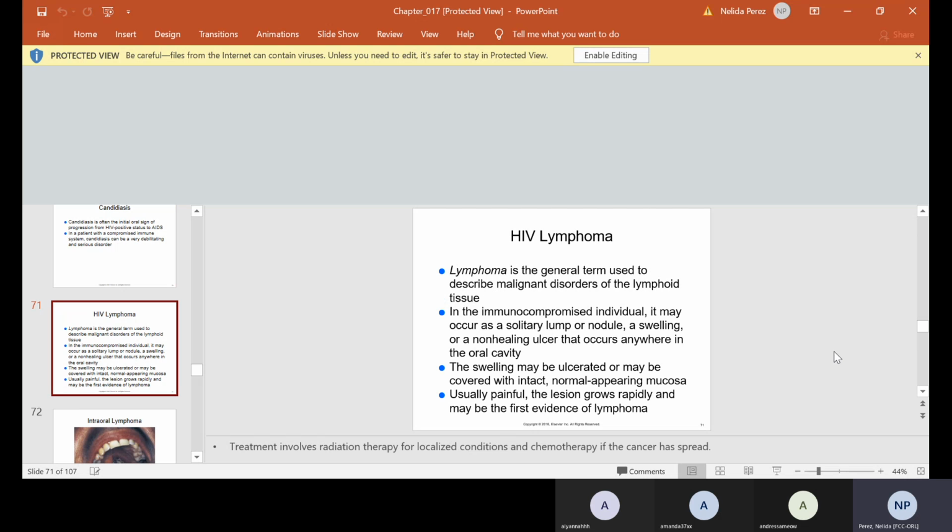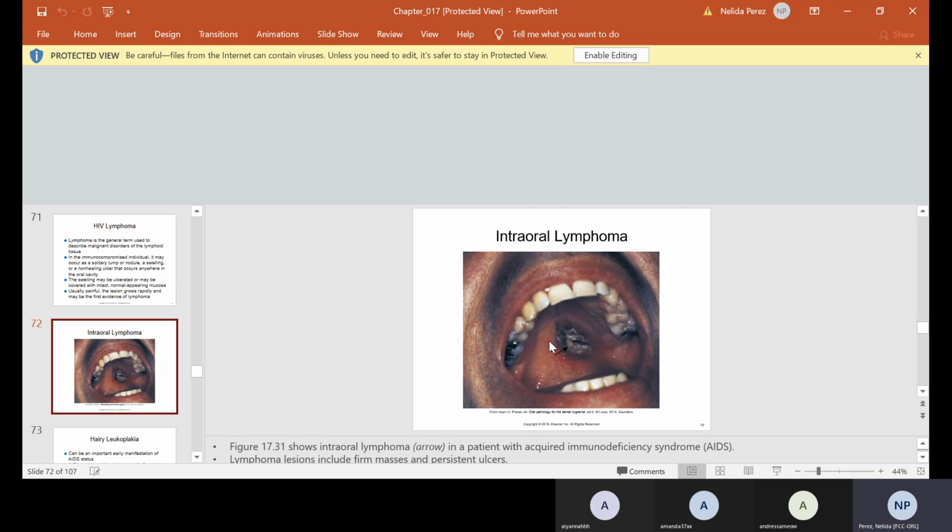HIV lymphoma is the general term used to describe malignant disorders of the lymphoid tissue. In the immunocompromised individual, it may occur as a solitary lump or nodule, a swelling, or a non-healing ulcer that occurs anywhere in the oral cavity. The swelling may be ulcerated or may be covered with intact, normal-appearing mucosa. Usually painful, the lesions grow rapidly and may be the first evidence of lymphoma. And here's what it looks like. Look how bad that is. Intraoral lymphoma, in a patient with AIDS.